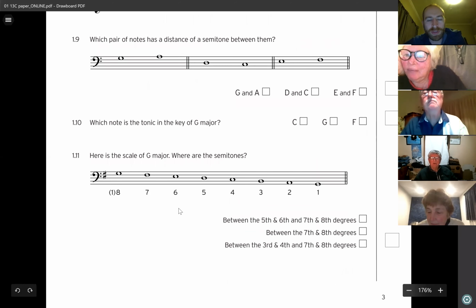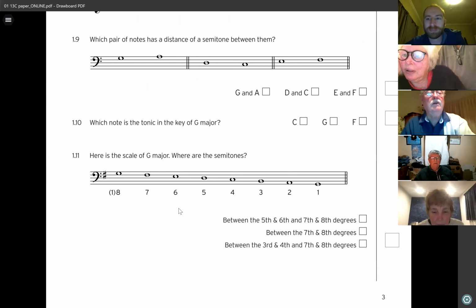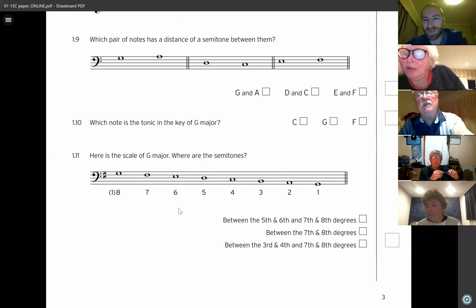So here is the scale of G major. Where are the semitones? Between 7 and 8, and between 3 and 4. How do you work that out? It's always the same. Remember when we did the scale: tone, tone, semitone, tone, tone, tone, semitone. That was back, I don't know how many weeks ago. Does that tell you where the black notes are? I've memorized that.